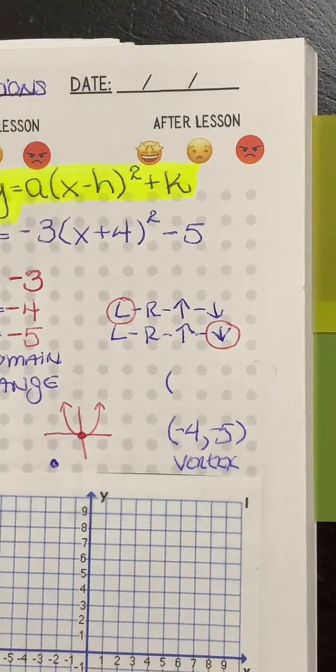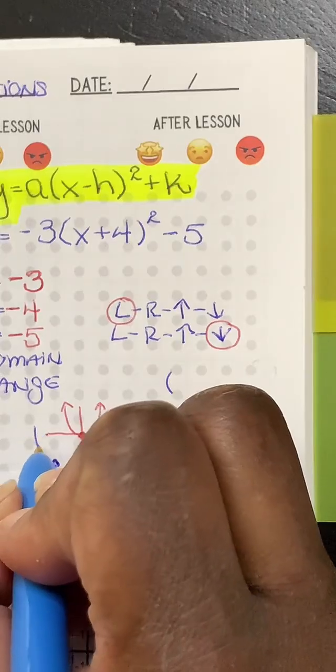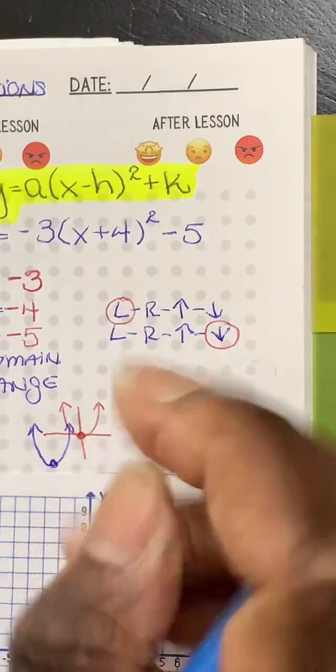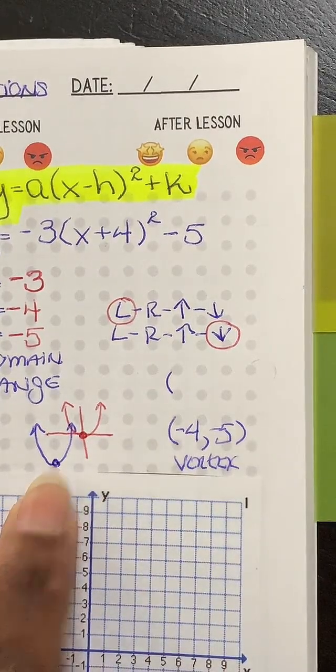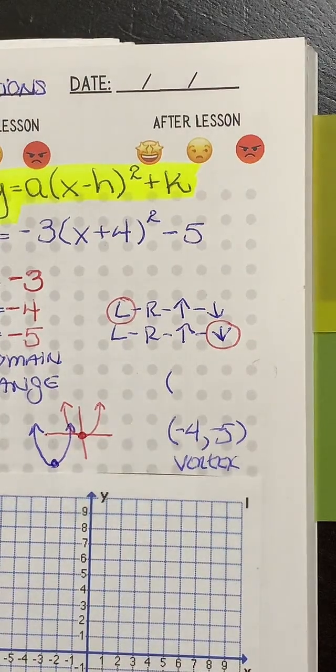Make sure you guys can see that. But the shape of the parabola is still the same. It's still going to open up like a cup. Oh, no, it's not. It's going to open down like a frown.